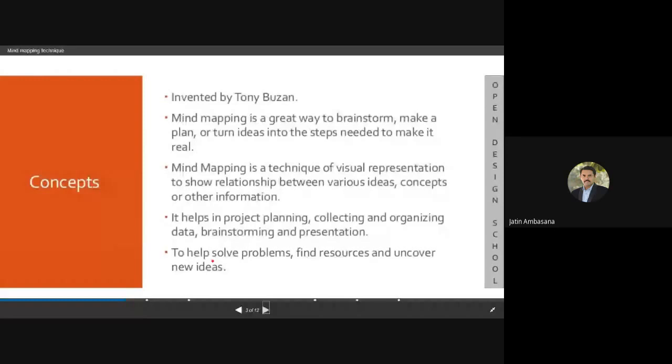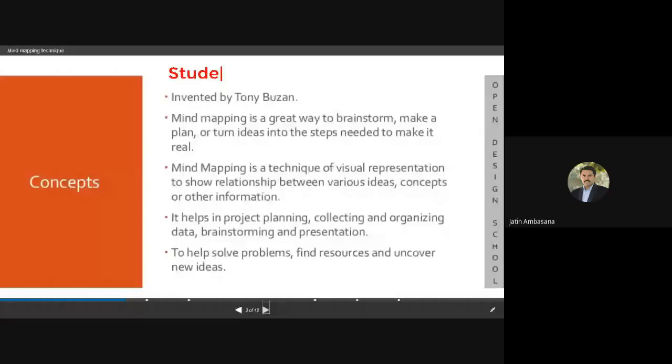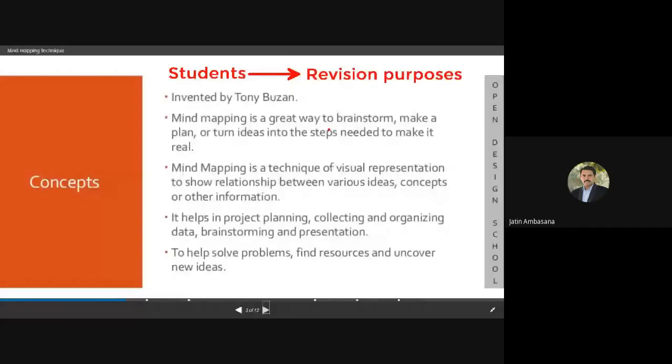Okay, and mostly students also do this. Why do students basically use it? If you are not a design engineering student, still you can use this for your revision purposes. When we were in graduation, we also used to make mind maps to do revision of the subjects, typically for programming language subjects or technical subjects.